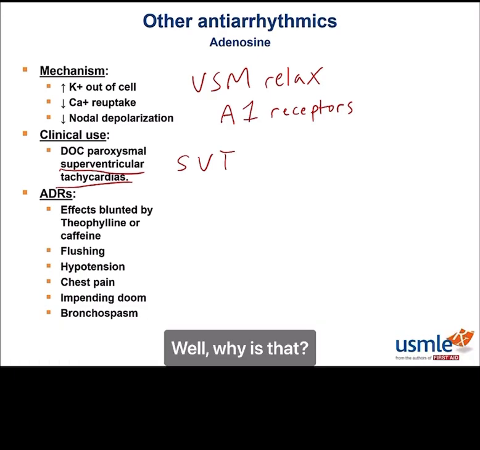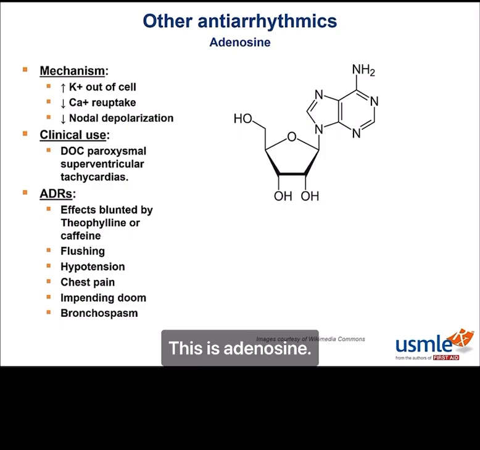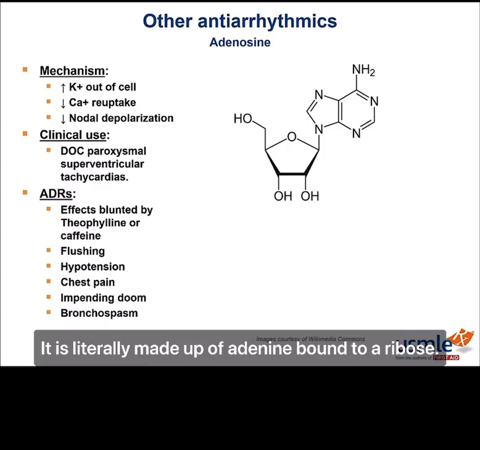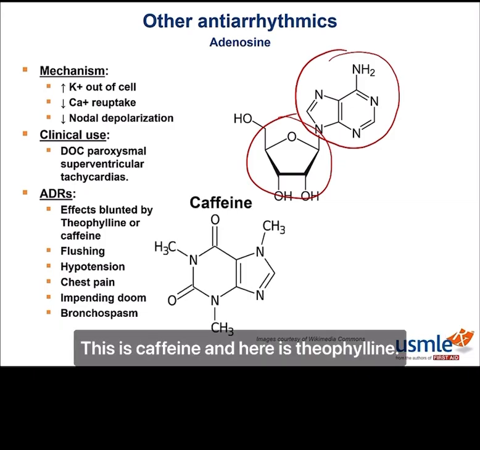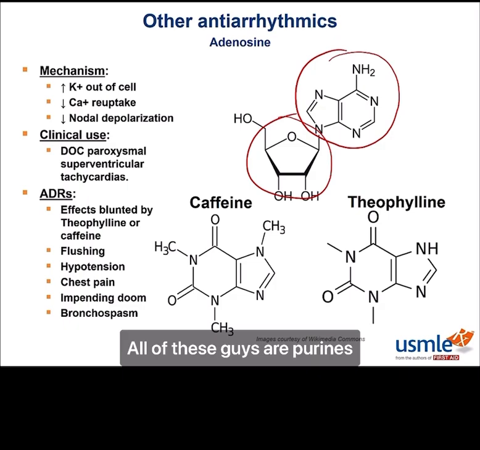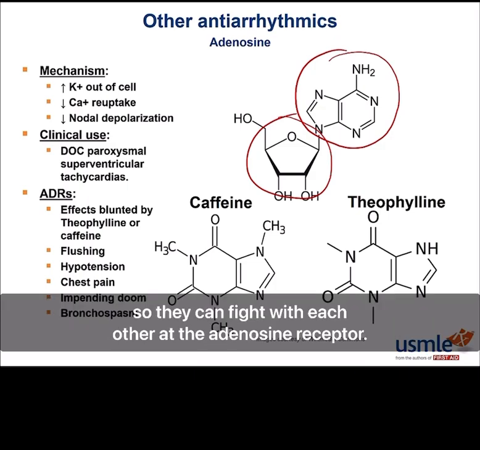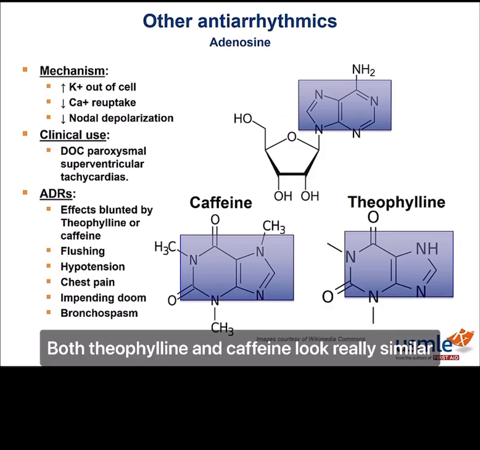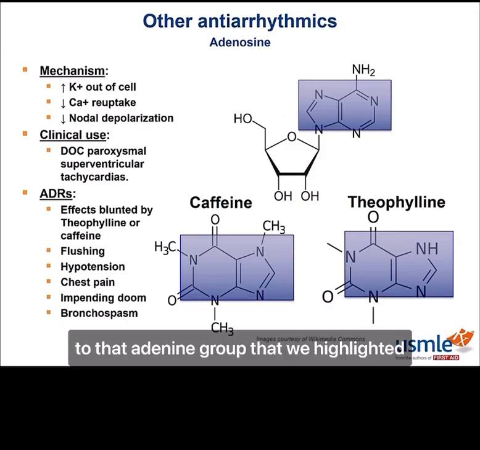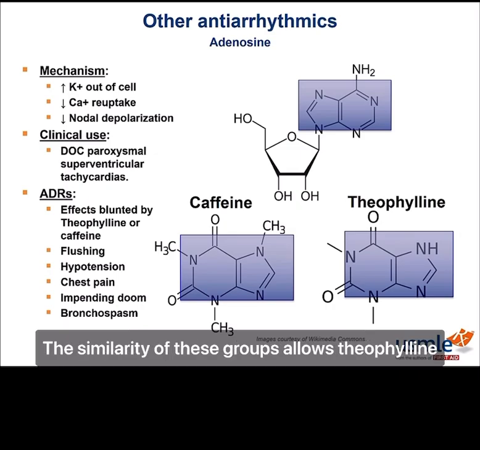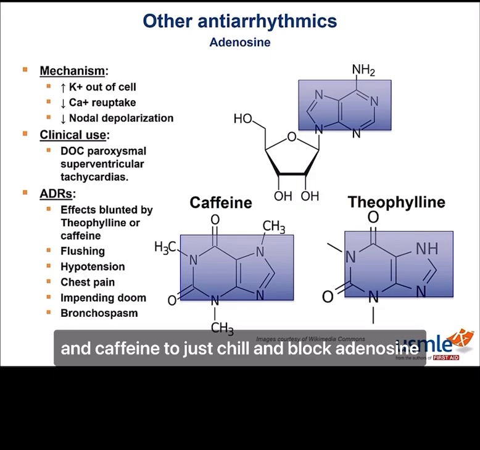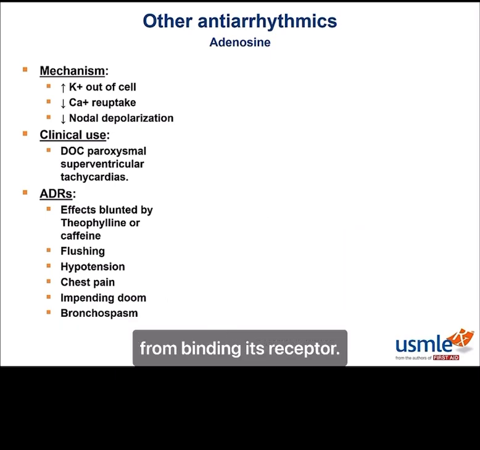Well, why is that? This is adenosine. It is literally made up of adenine bound to a ribose. This is caffeine, and here is theophylline. All of these guys are purines, so they can fight with each other at the adenosine receptor. Both theophylline and caffeine look really similar to that adenine group that we highlighted in the adenosine molecule. The similarity of these groups allows theophylline and caffeine to just chill and block adenosine from binding its receptor.